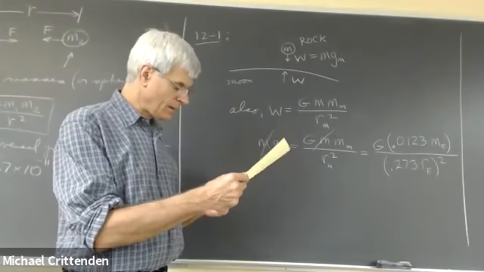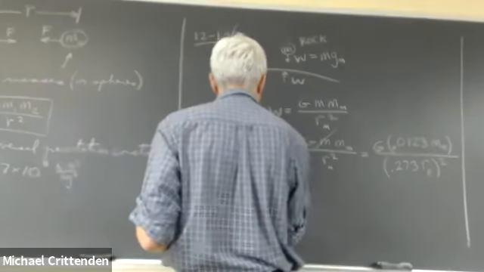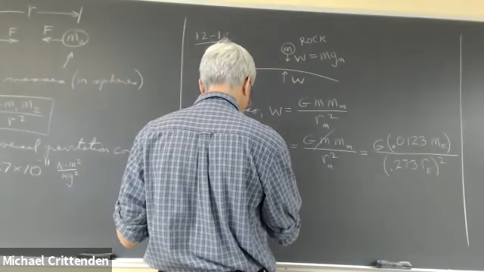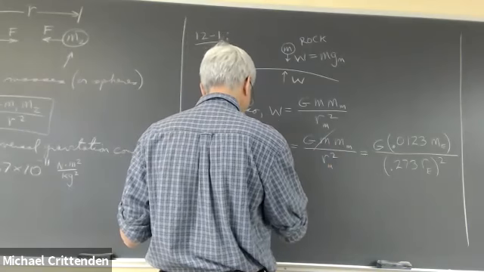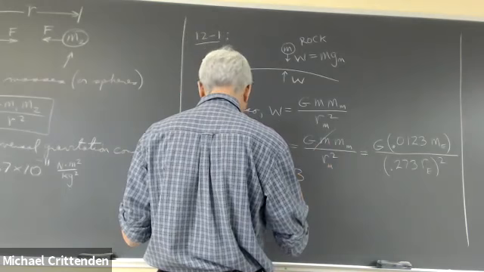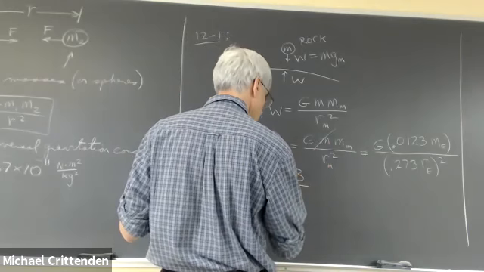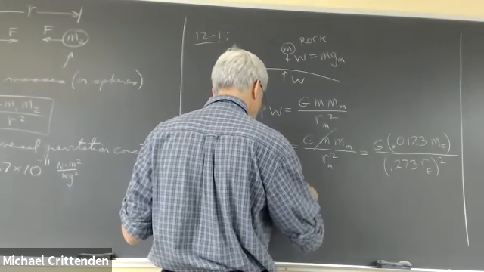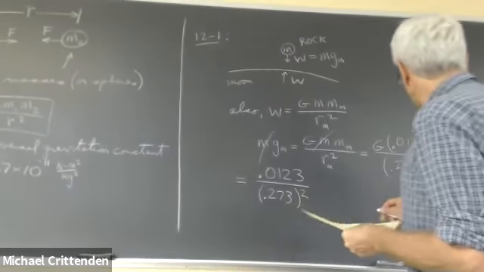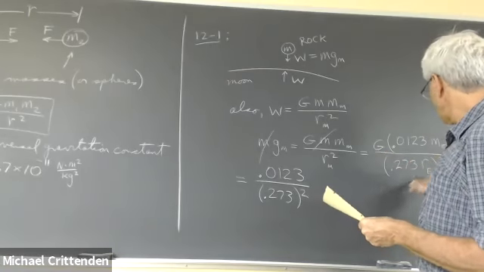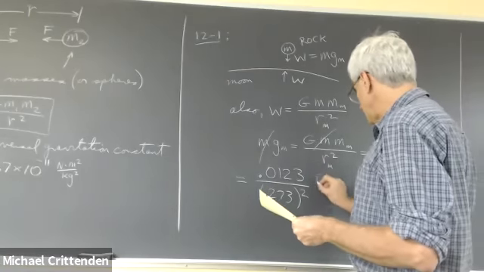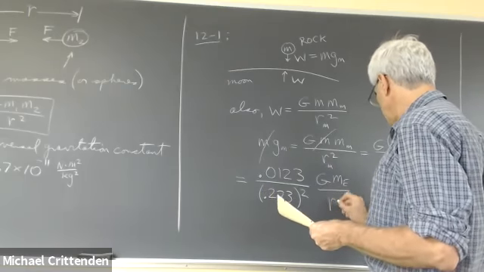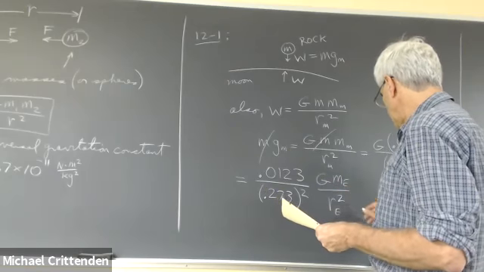Or the way I would look at it is let's collect all those constants together, 0.0123 over 0.273 squared, and put all the letters together: G times the mass of the Earth over the radius of the Earth squared.